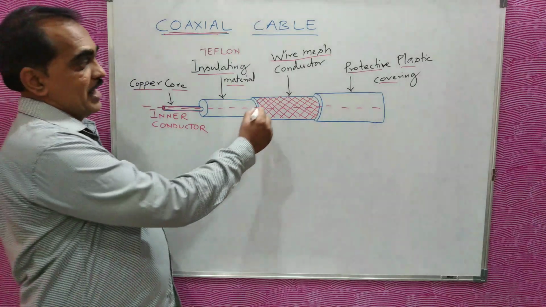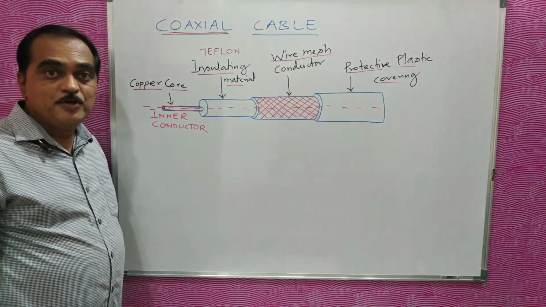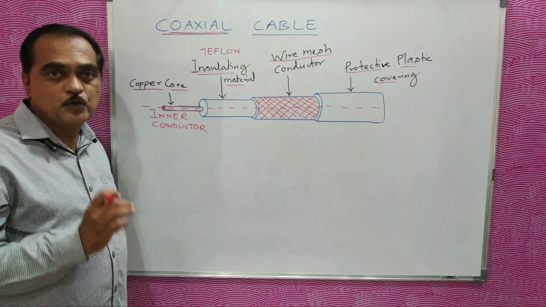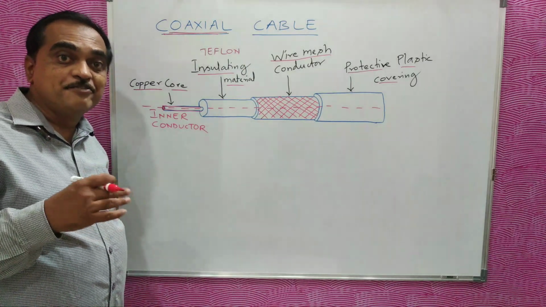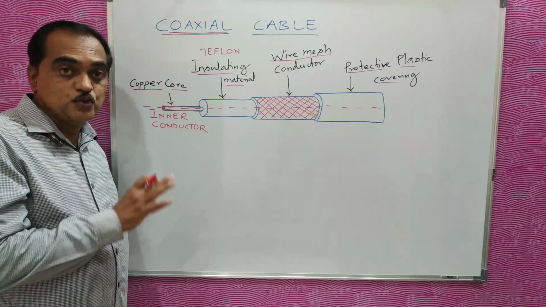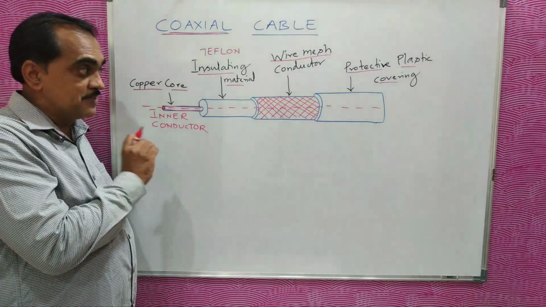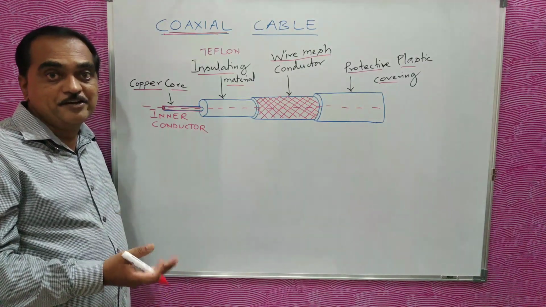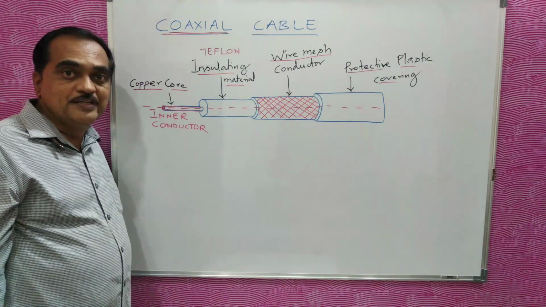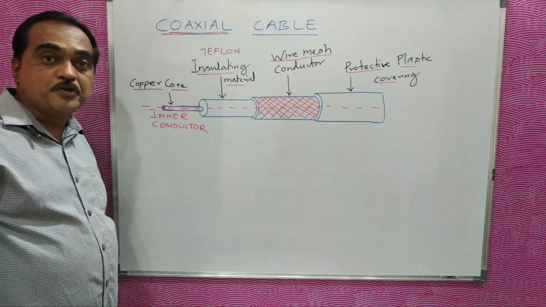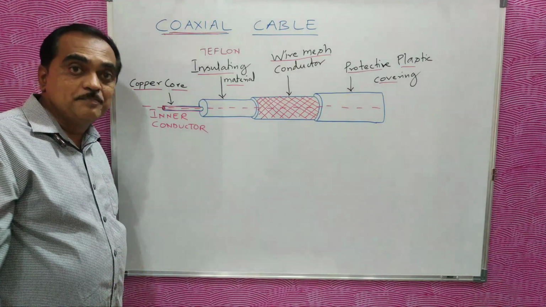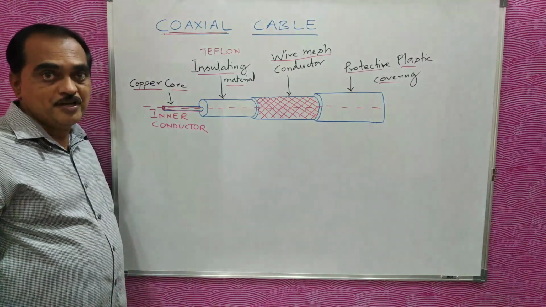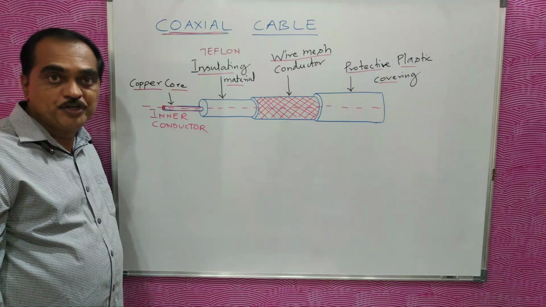And second thing is, because you are having this wire mesh conductor, electromagnetic interference from the outside world will be minimized a lot. So your signal which is traveling through this cable is protected from outside electromagnetic interference. Therefore, this can be used in telephone lines. This can be used in your computer networks. This can be used in baseband transmissions like Ethernet with CSMA/CD. So all these applications make this coaxial cable a more important cable for transmission.